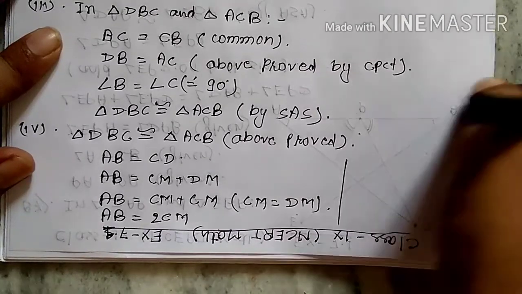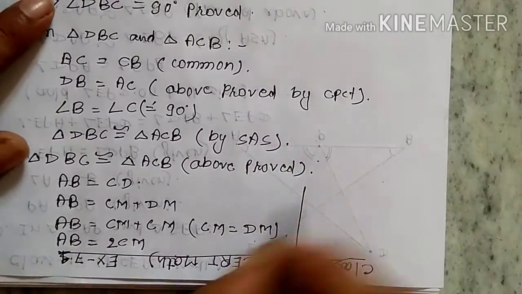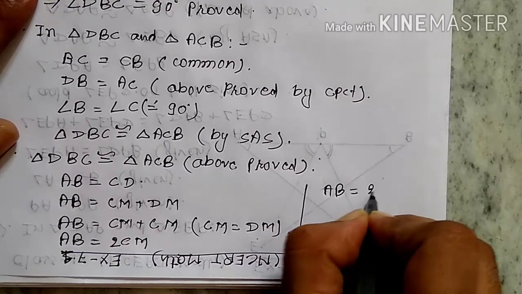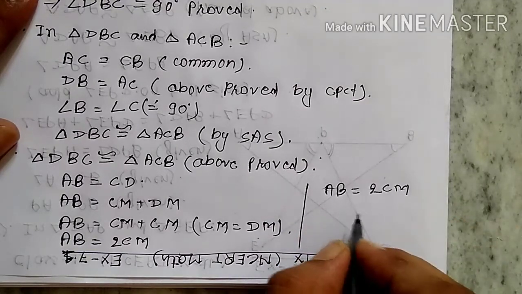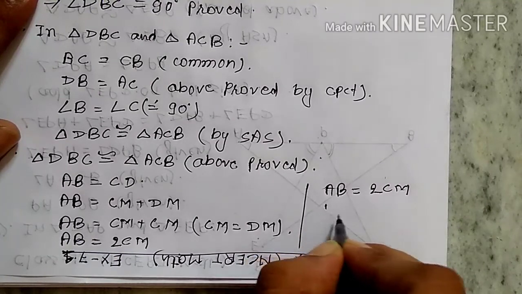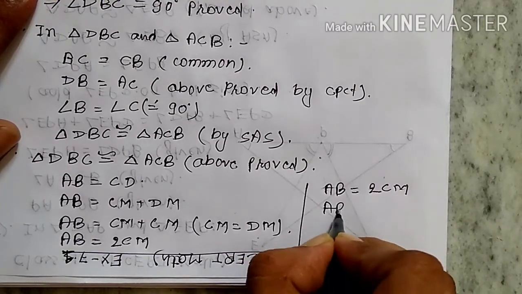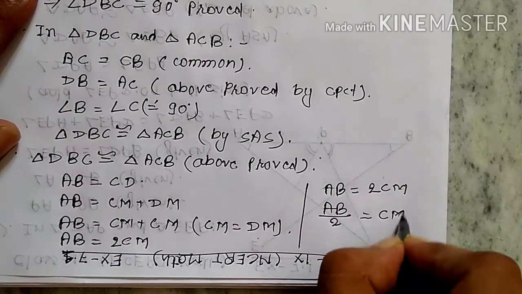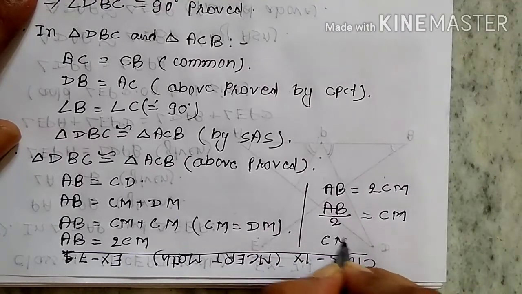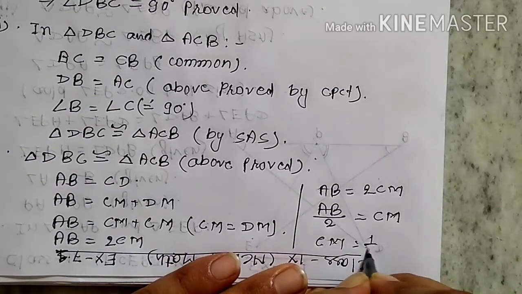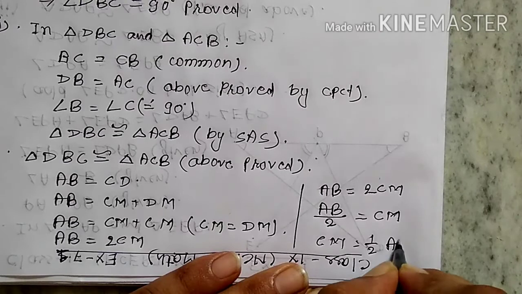Again, AB is equal to 2CM. So AB by 2 is equal to CM. So we can write here CM is equal to half of AB. It is proved.